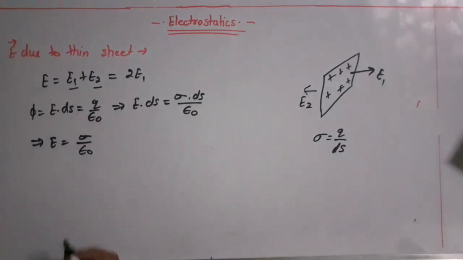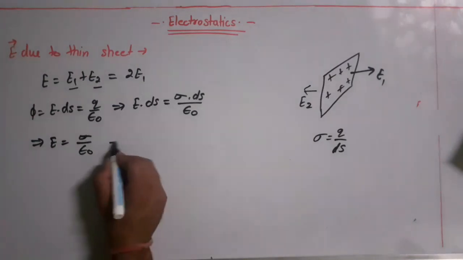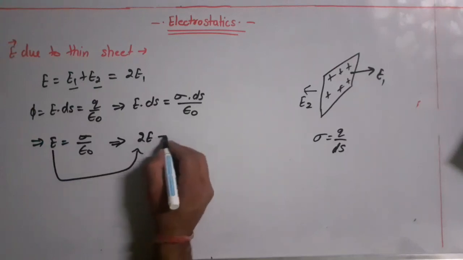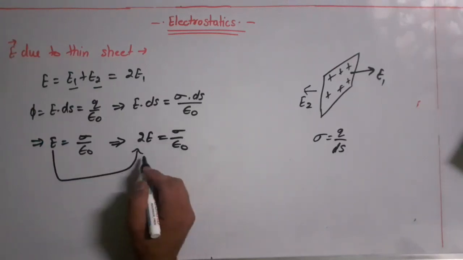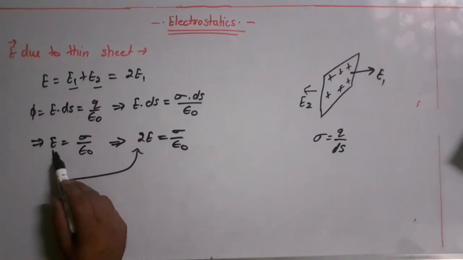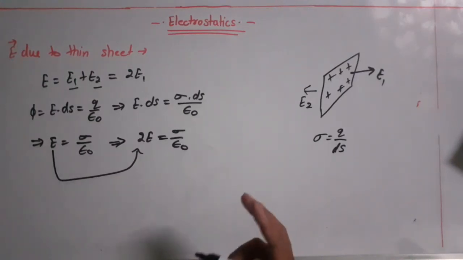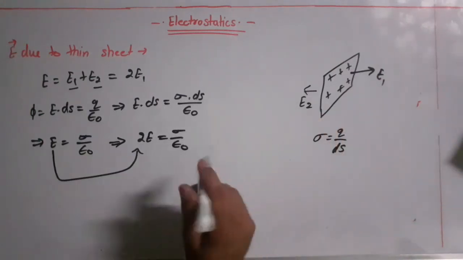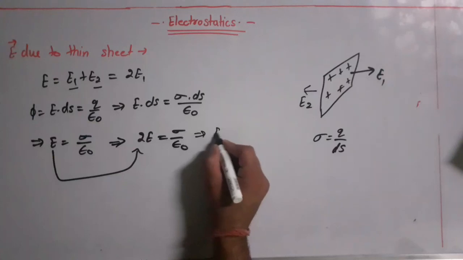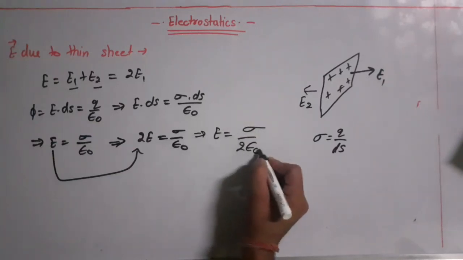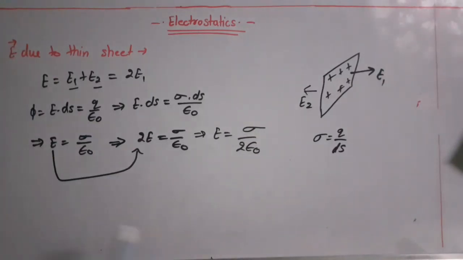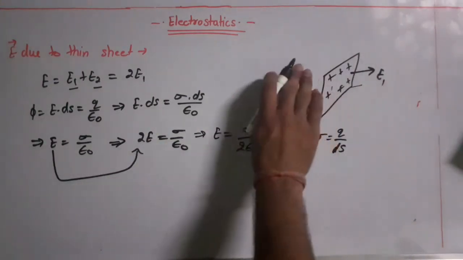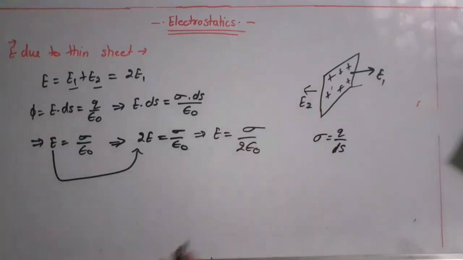But this E is not the one in our case. Instead of this E, we have to put 2E, which is equal to sigma by epsilon naught. Why? Because this E is only for one surface and we have to find it for two surfaces, one on the upside and one on the downside of this plane. So this will become E is equal to sigma by 2 epsilon naught. Do not forget to replace this E with 2E. One is due to this surface and one is due to the back face of this thin sheet.